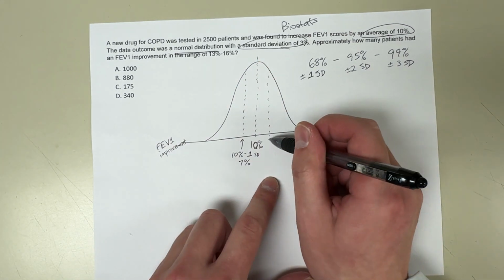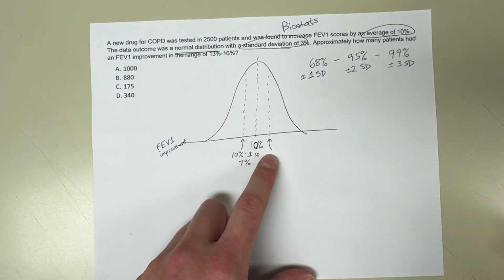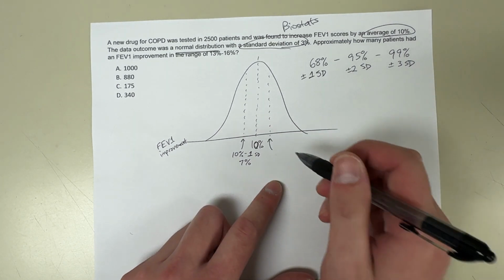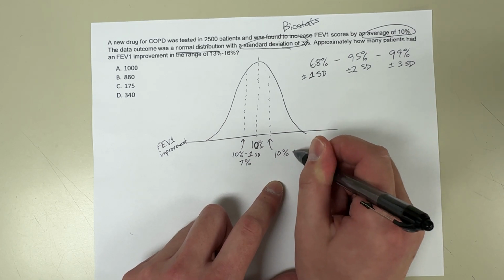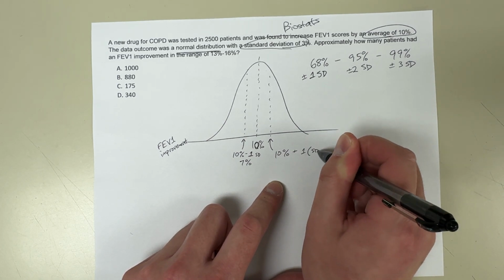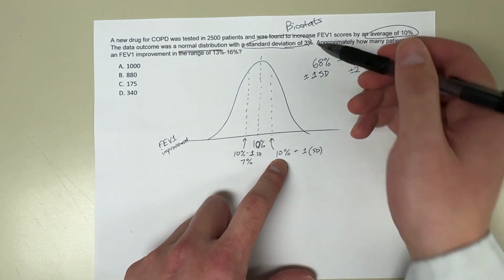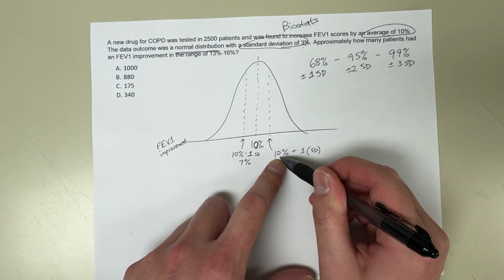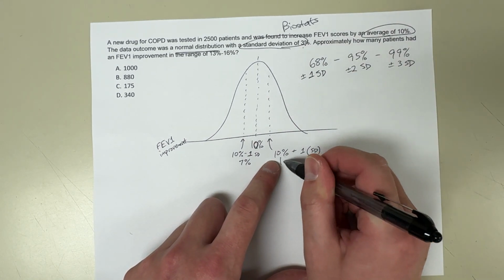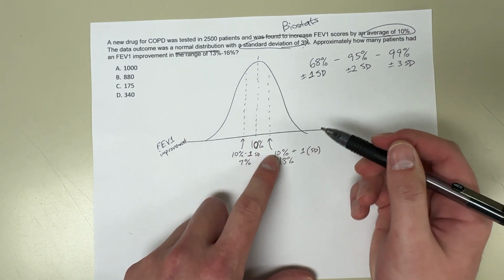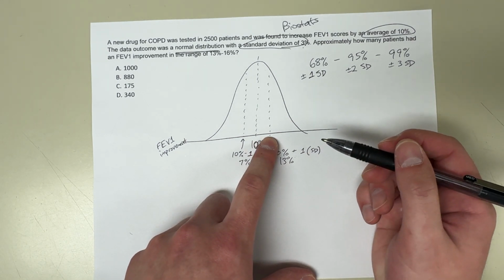And then this line here represents 1 standard deviation plus from the average. So this would be 10% plus 1 standard deviation. So when 1 standard deviation is 3%, it's 10% plus 1 times 3, that equals 13%. This represents FEV1 improvement.